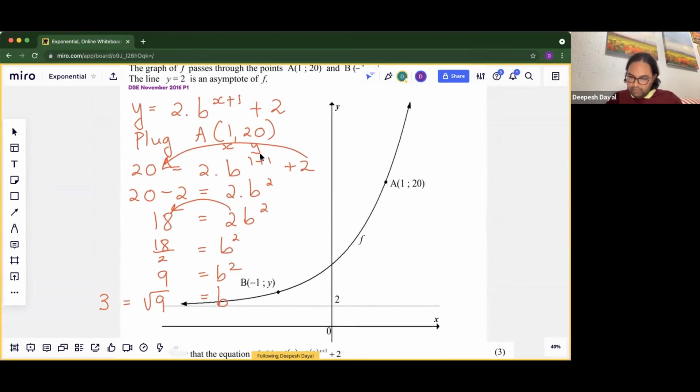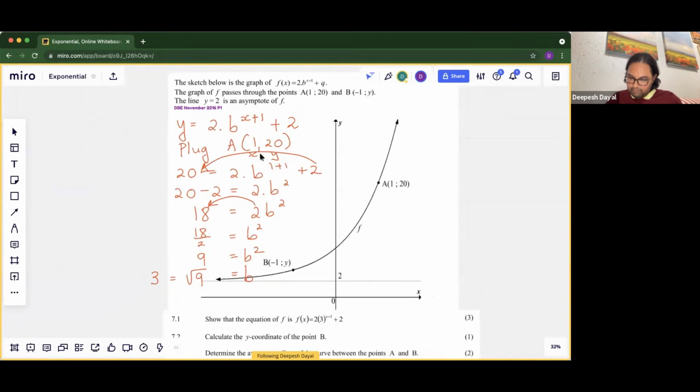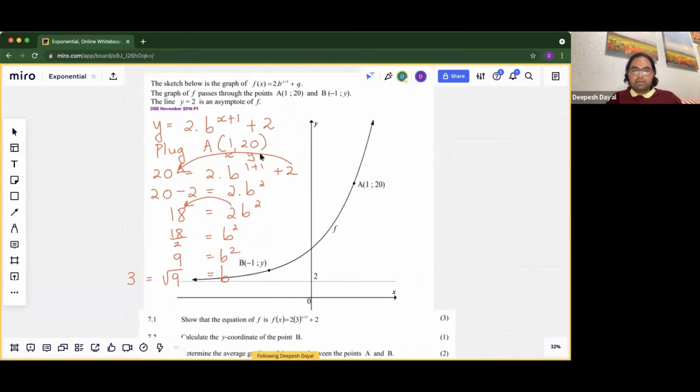So we've got B equals 3. I hope everybody's happy with that. B equals 3, right? And voila, we've got the answer which they want, 2 times 3 to the x plus 1 plus 2. And we found our equation. Well done. That's really great.